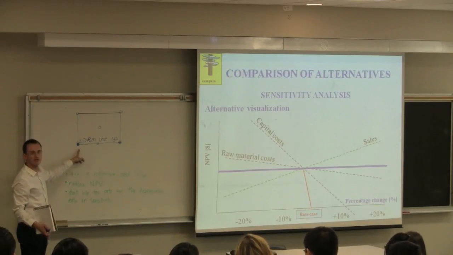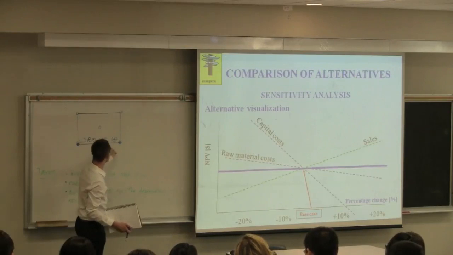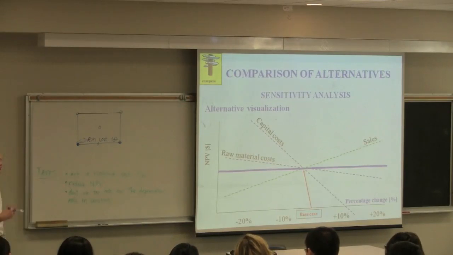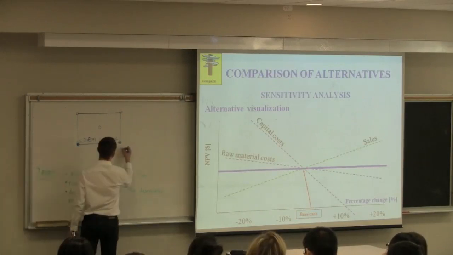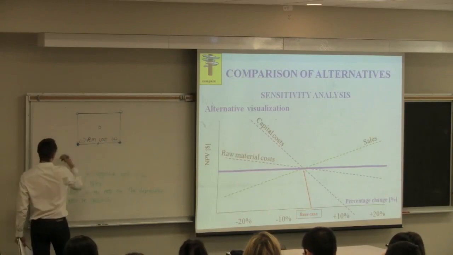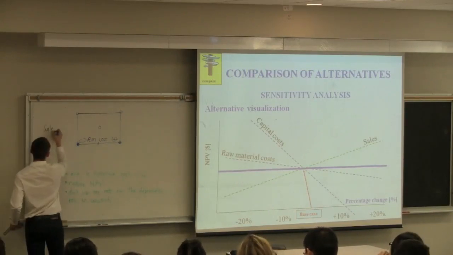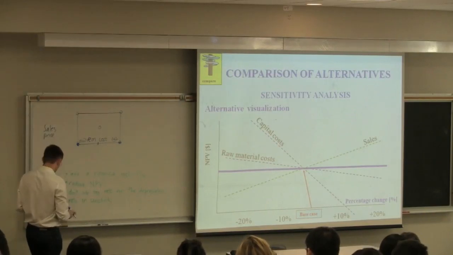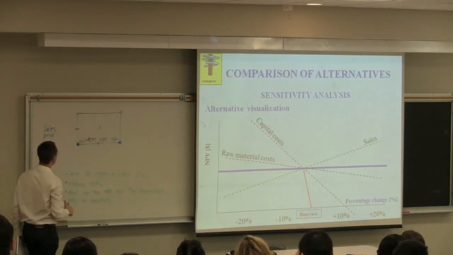Higher NPV, lower NPV? Higher NPV with low raw material costs. And as I move across this horizontal direction, my NPV will get smaller and smaller as my raw material cost increases. So this is high NPV. If this axis here, the vertical axis, was the sales price, with the sales price being my baseline over here, my anticipated sales price.